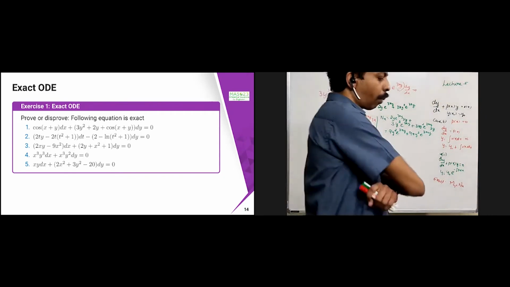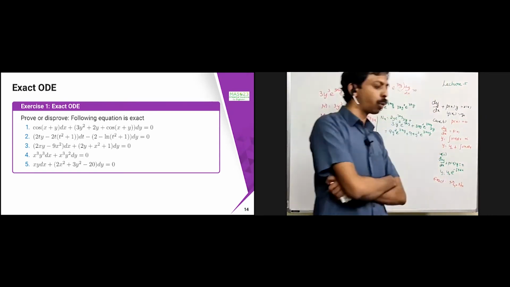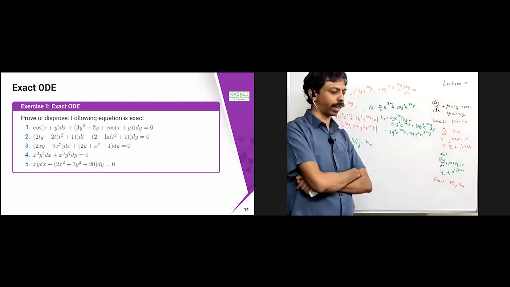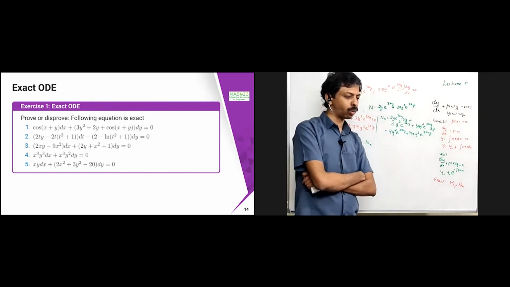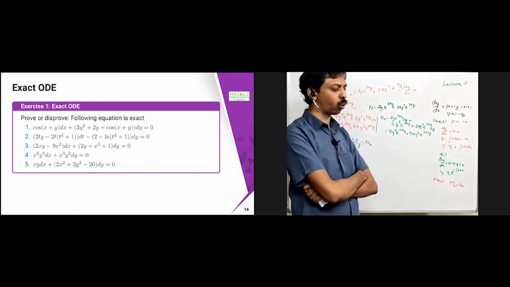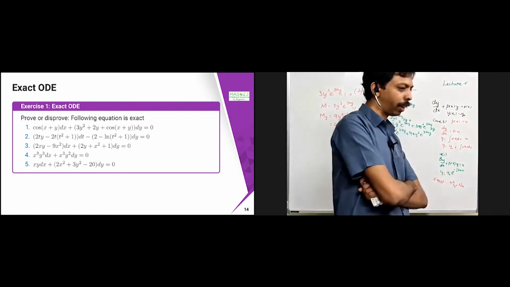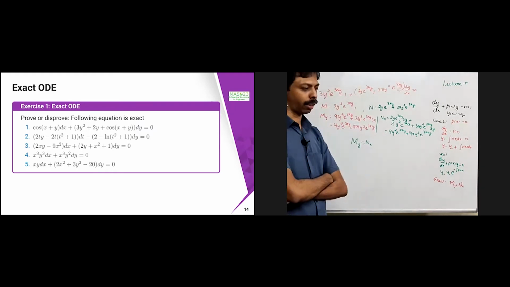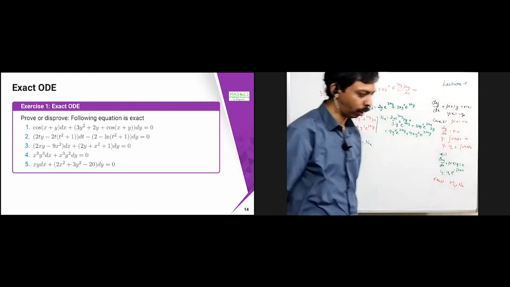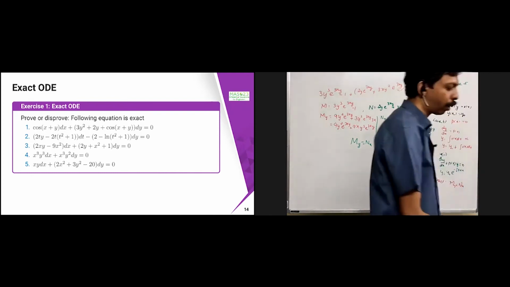So there is an exercise for you. Either prove or disprove that the following equation is exact. For example, take (cos x + y) dx + (3y² + 2y cos x + y) dy = 0. All these 5 problems I just give as an exercise. What you can do is check whether it is an exact ODE or not. So I leave it as an exercise for you. Next one.